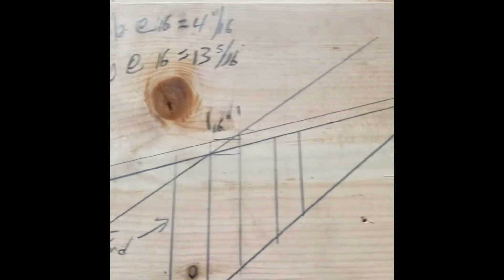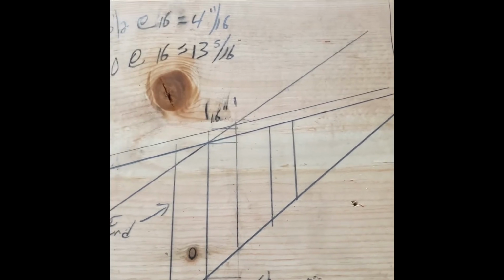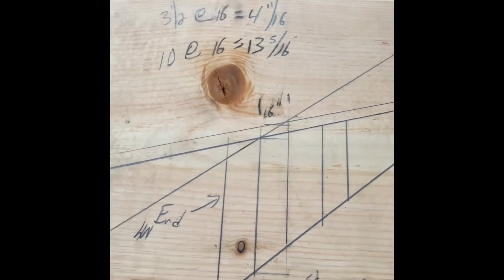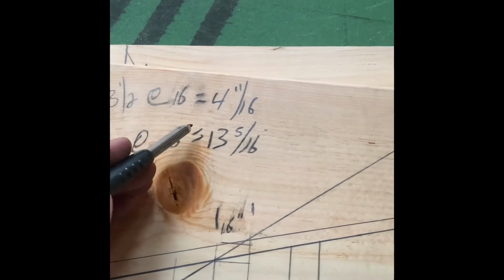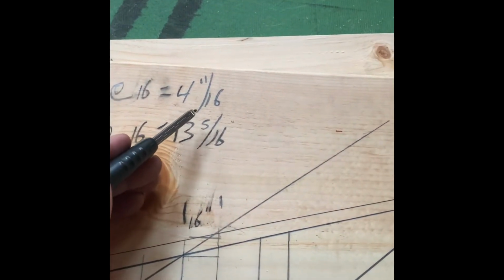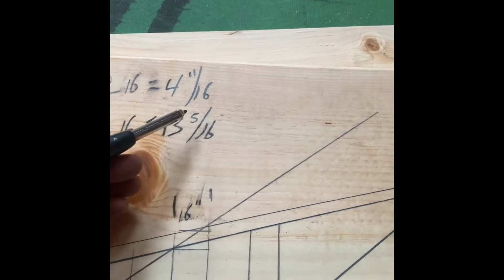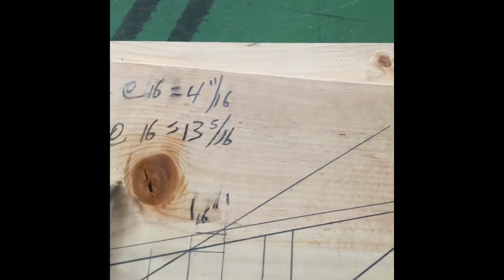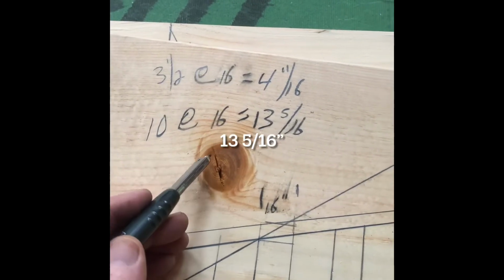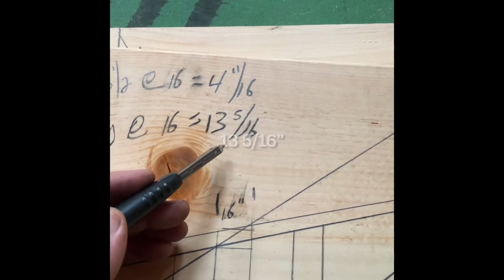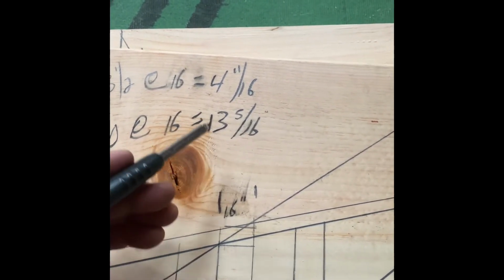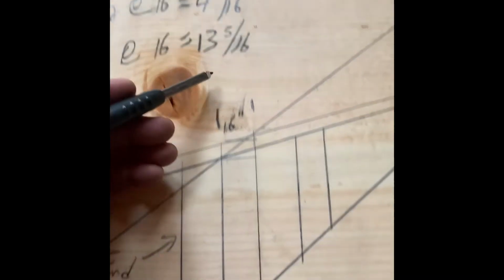So the way I do that is I solve each run. I solve the rise for each run at 16 inches. So 3.5 pitch at 16-inch run is a 4 11/16 rise. And I store that in my calculator because it's probably not a real number. 10-inch pitch, 16-inch run, 13 5/16 is the rise. Store that in my calculator.